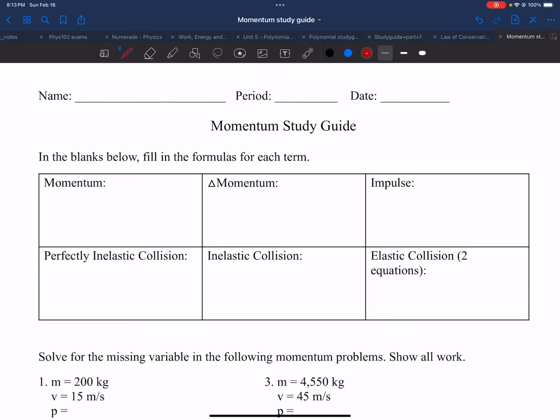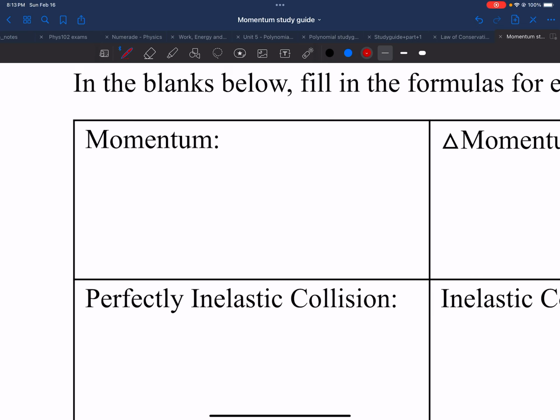All right, let's look at the study guide for momentum. You guys have your test coming up here soon. This first video is going to take care of this table. Let's do one at a time.